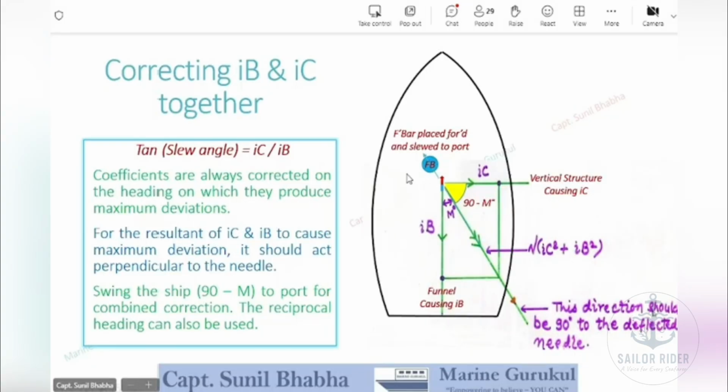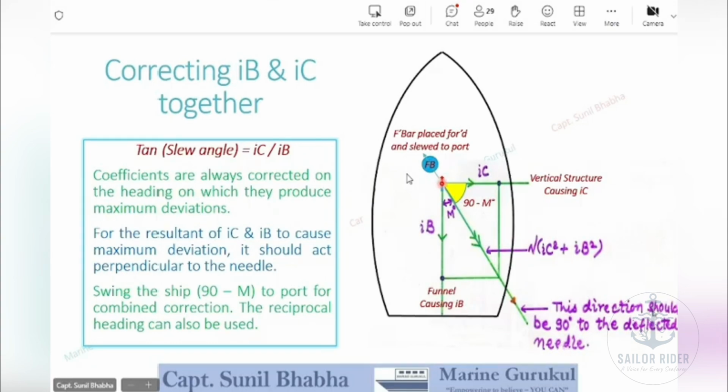Now, the first question which arises in our mind is, how do we determine the angle by which the flinder bar should be slewed? This is also called the slew angle. And also, we need to know the direction in which the flinder bar should be slewed, clockwise or anti-clockwise. These are the two things which we need to know before we correct an IB and IC combination using a single flinder bar. Now for this, let us understand it using one example.